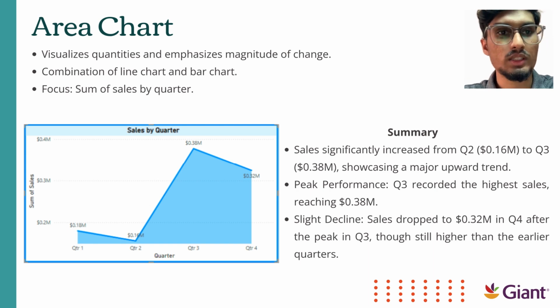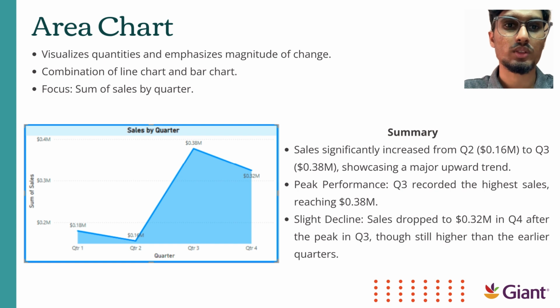Let's summarize the chart. Sales significantly increased from Q2 at 160,000 to Q3 at 380,000, showcasing a major uptrend. Next, Q3 recorded the highest sales, reaching 380,000. Next, sales dropped to 320,000 in Q4 after the peak in Q3, but still higher than the earlier quarters.